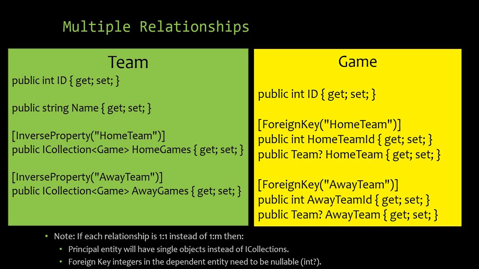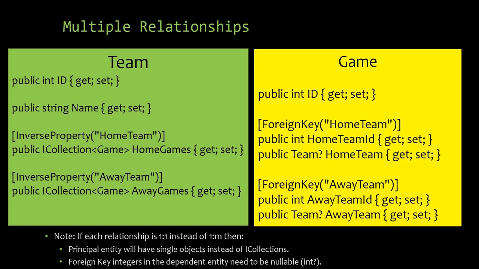pardon me, looking something like this. Very similar to the relationship we just were looking at there with courses and teachers. But you see here inside the game, you've got two different teams. One we're going to call home team, the other away team. And we can use the foreign key annotation here to make it clear that the integer foreign key values correspond to which team.